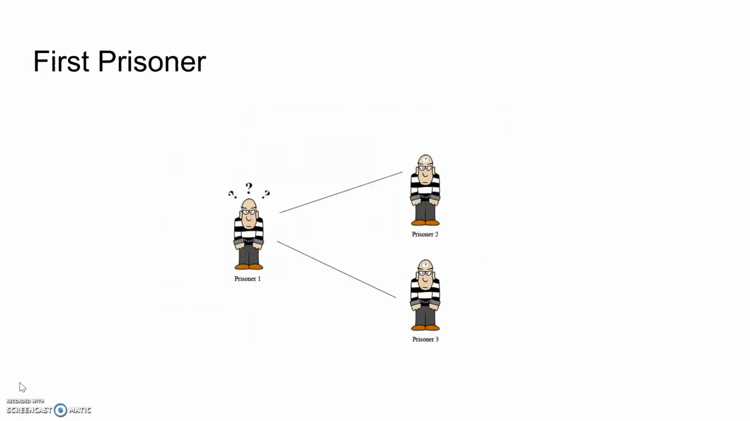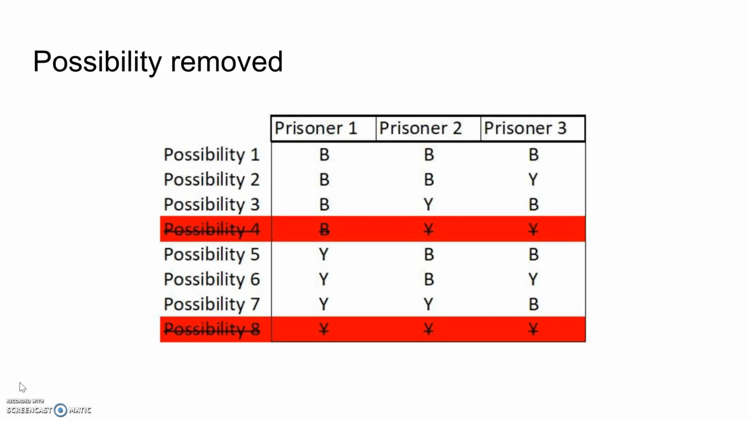So now we're given a clue. Prisoner 1, when he looks at prisoner 2 and prisoner 3, is unable to determine his color. That tells us one thing. It tells us a step can be included, or a possibility can be excluded.